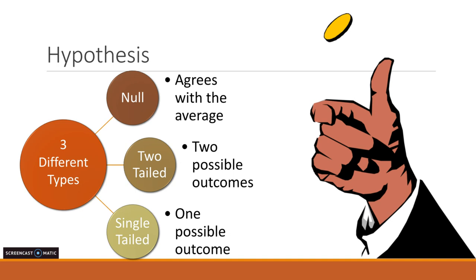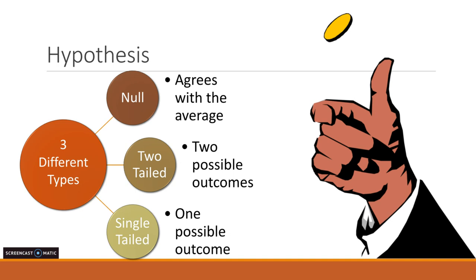For example, if you flip a coin 20 times, the null hypothesis would be a result of 10 heads and 10 tails. A two-tailed hypothesis is where the outcome has two different possibilities. For example, with flipping a coin 20 times, the result will either be more heads or more tails. This gives two predicted outcomes, making it a two-tailed hypothesis.